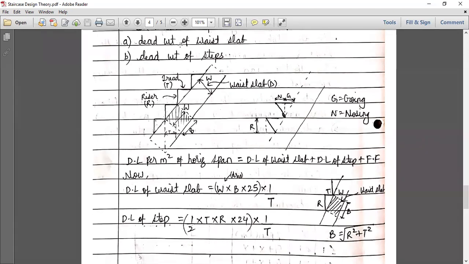On the basis of the data you have to select your own riser. Whatever dimensions you need, you take those dimensions and you will have to design. Is this clear, everyone?